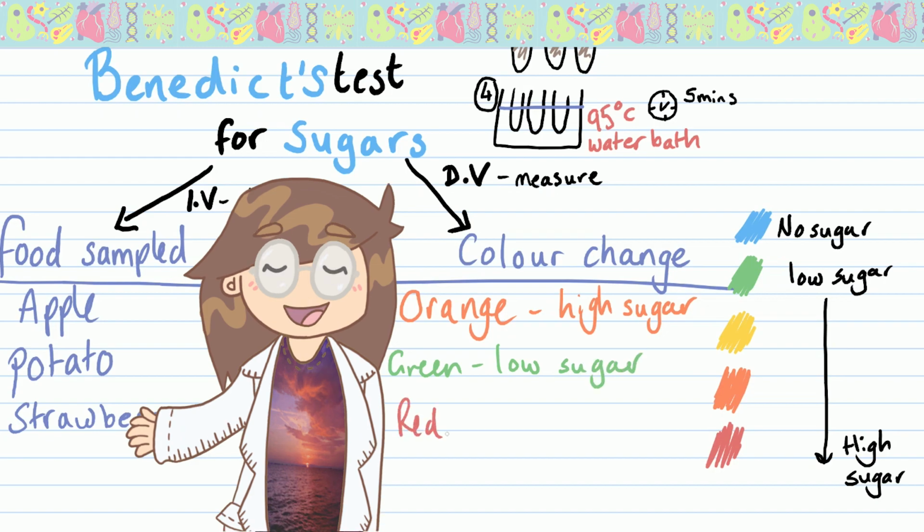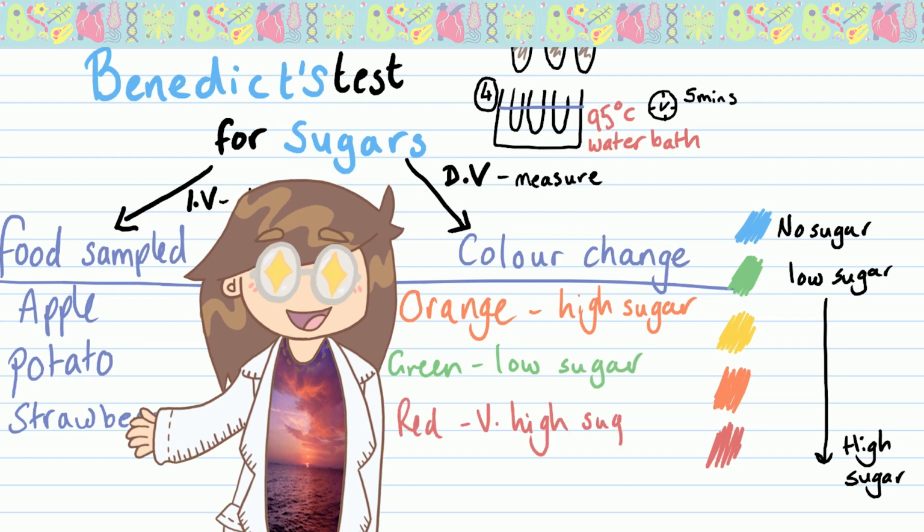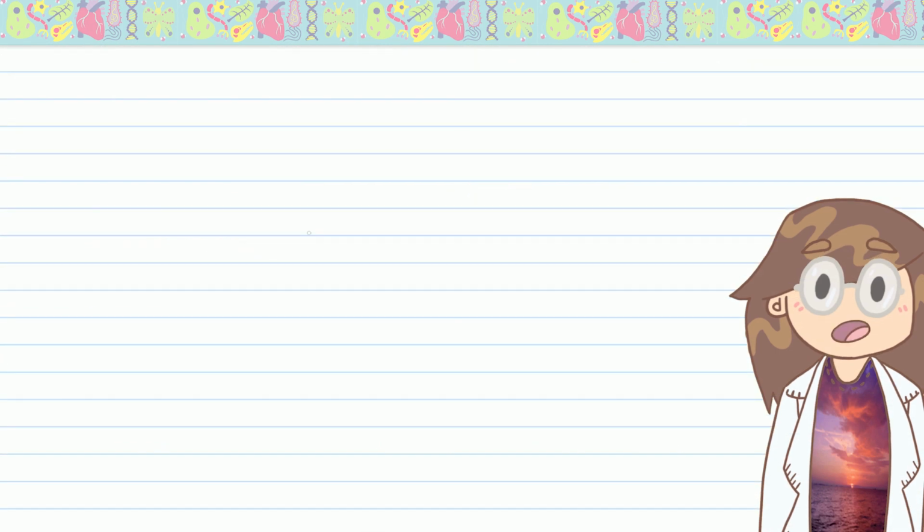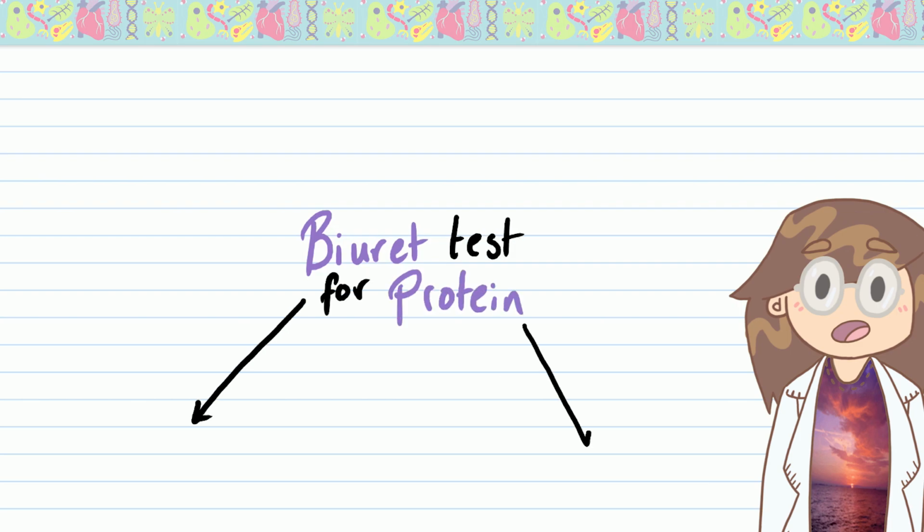Then you've got strawberries, who are famous for being really deliciously sweet. They would go a bright red, showing that there's a very high amount of sugar in there. Okay, that's the Benedict's test done. On to the Biuret test for protein.